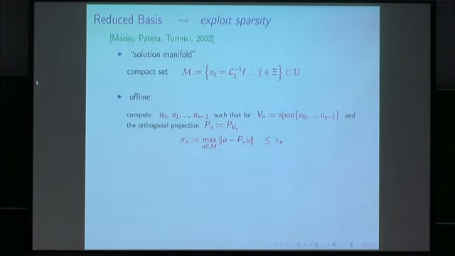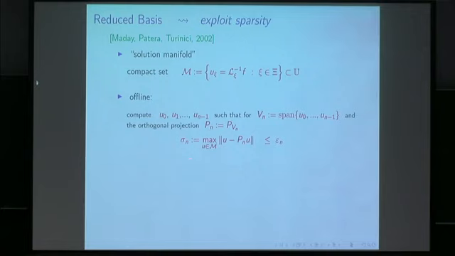So the reduced basis problem was phrased in many papers, but we are using this one from Maday, Patera and Rozza. We consider the solution manifold, which is the solution of some differential equation, usually, maybe something else, and we want to compute offline several solutions for different values of this parameter, and to consider V_n as the span of these n basis functions.